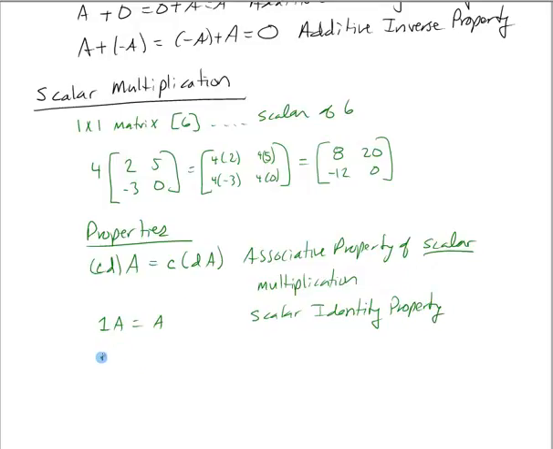If we have a scalar out front of adding together 2 matrices, or the sum of a matrix, I can distribute the scalar through the sum. So this is called the distributive property.